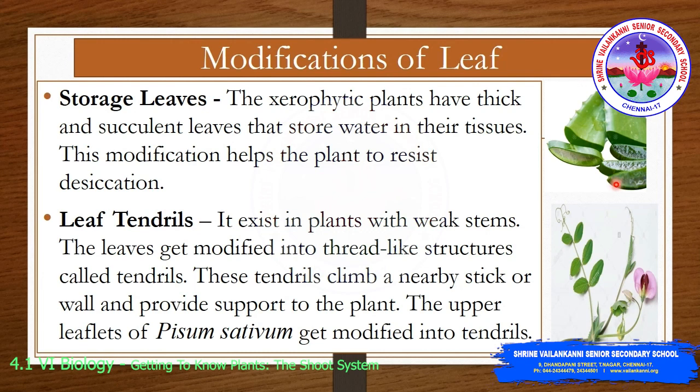The next modification is leaf tendril. It exists in plants which have a weak stem. The leaves get modified into thread-like structures which are called tendrils. These tendrils climb up a nearby stick or a wall and provide support to the plant. The upper leaflets of plants like Pisum sativum get modified into tendrils, as you can see in this picture.